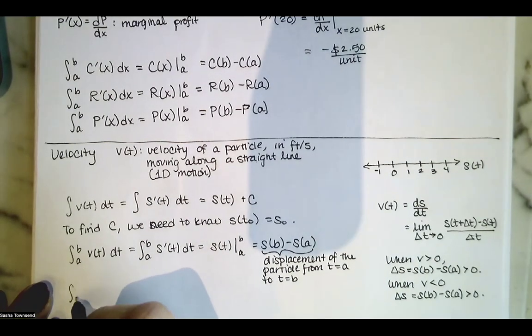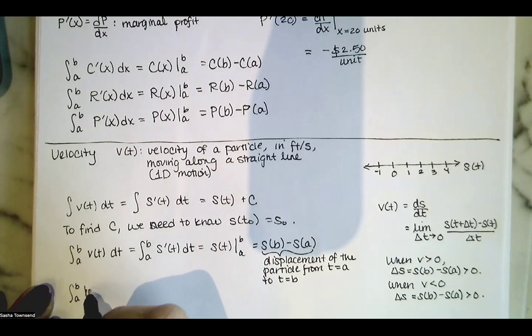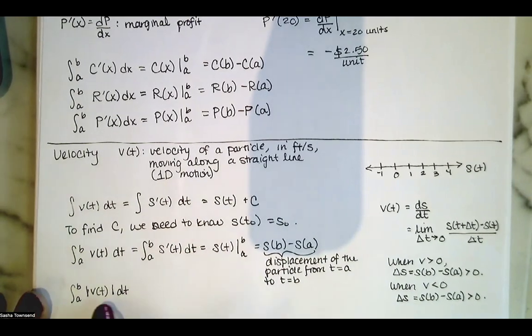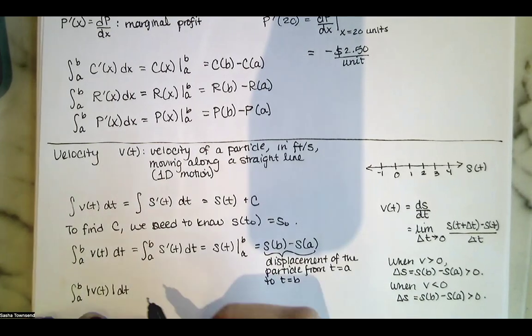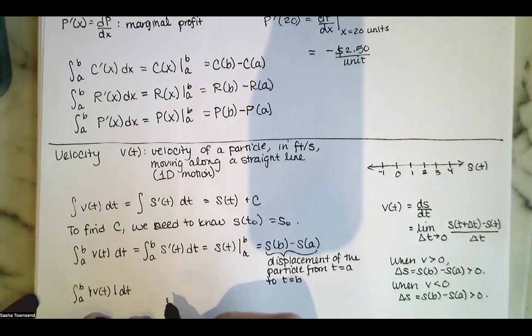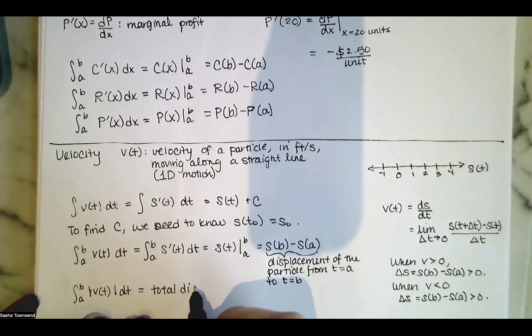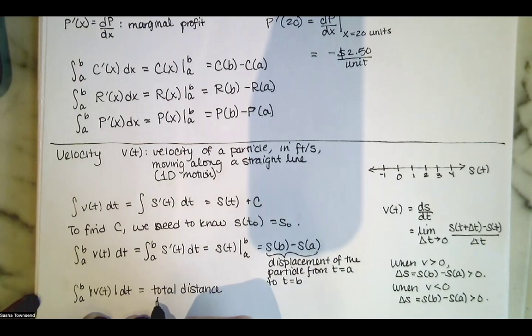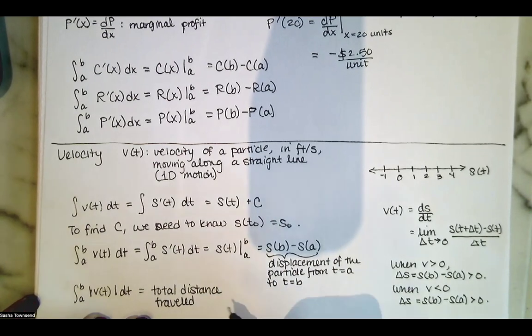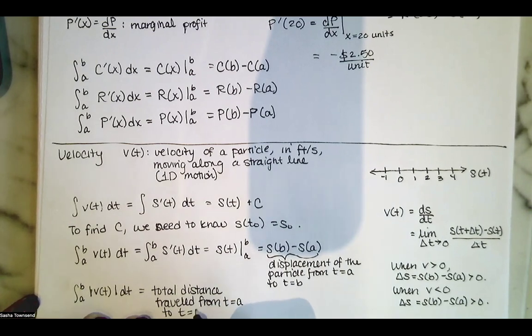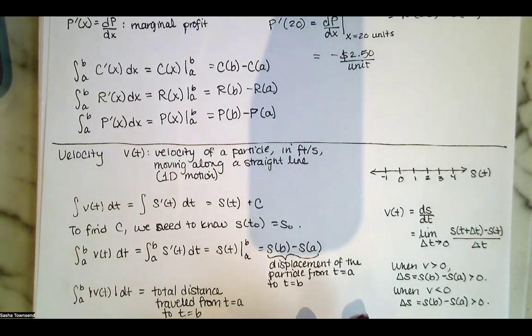If you want distance traveled, you actually have to integrate the speed function. So speed is the absolute value of velocity when you're talking about one-dimensional motion. So this will give you the total distance traveled from t equals a to t equals b. So how far did you travel on that time interval? It would be given by the value of this definite integral.